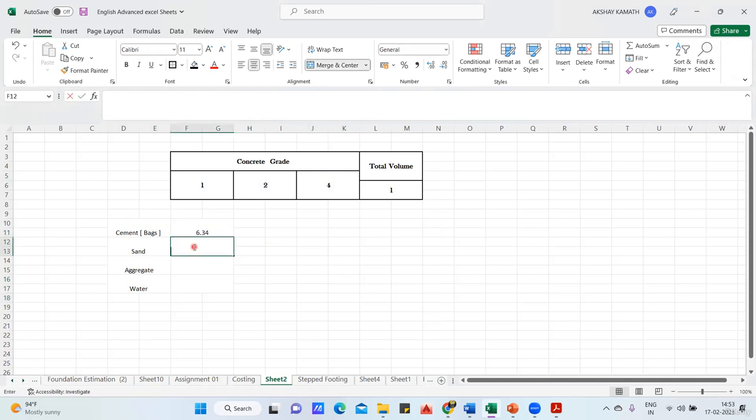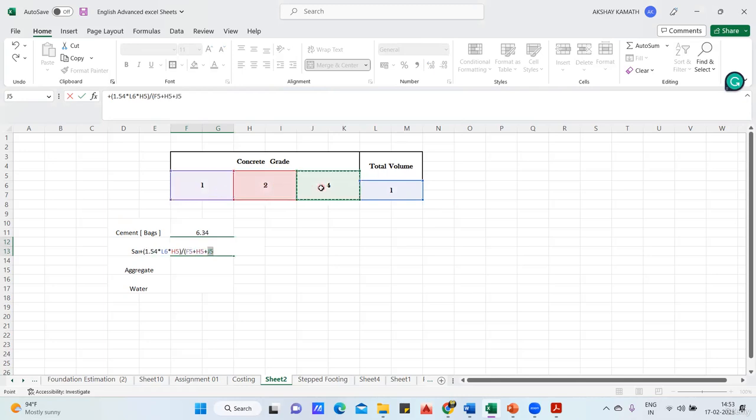next we'll go for the sand. So again, for the sand, what you'll do? Plus, open the bracket. Next, 1.54 multiply by volume, multiply by, this time you'll take the sand ratio, which is 2. Okay, and close the bracket. Divide, open the bracket, and this ratio, that is 1 plus 2 plus 4, bracket close.